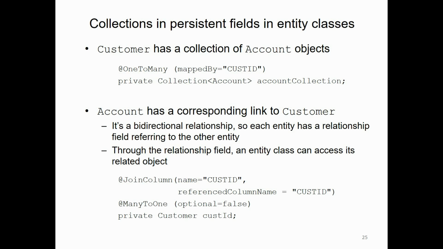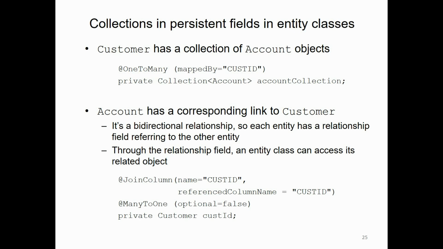This means that the persistence unit will automatically load all the accounts that are related to a particular customer when that customer entity is loaded. So let's say customer 1 has got 3 accounts. When we cause customer 1 object to come into existence, the persistence manager will automatically also load the 3 account objects that are related to customer 1.